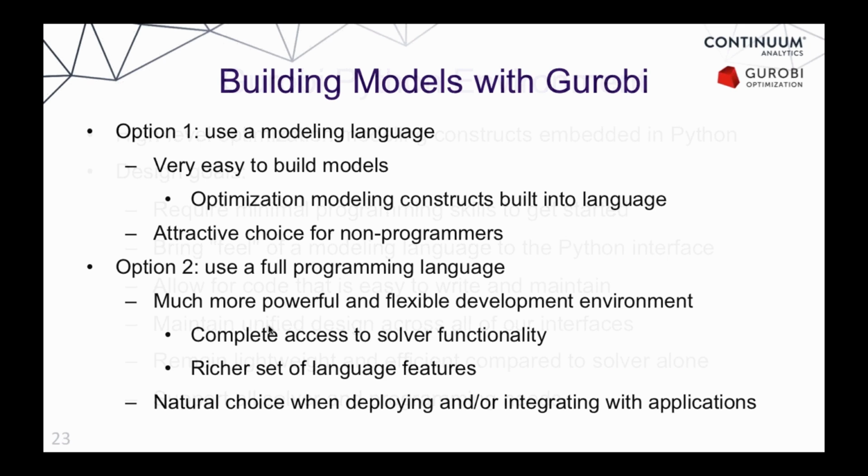The programming language option, on the other hand, provides for a more powerful and flexible development environment. Not only does the language have a richer feature set, but it gives you complete access to all of the solver functionality. For example, some of our users like to use callback functions for finer grained control of the algorithm, and that's not possible with modeling languages. The programming language is the natural choice when deploying models and or integrating them into applications, because these applications are typically written in those programming languages, right? So it's easier to plug the solver in. Of course, these two options suggest a natural trade-off between easy and powerful. I feel our users don't need to make that choice.